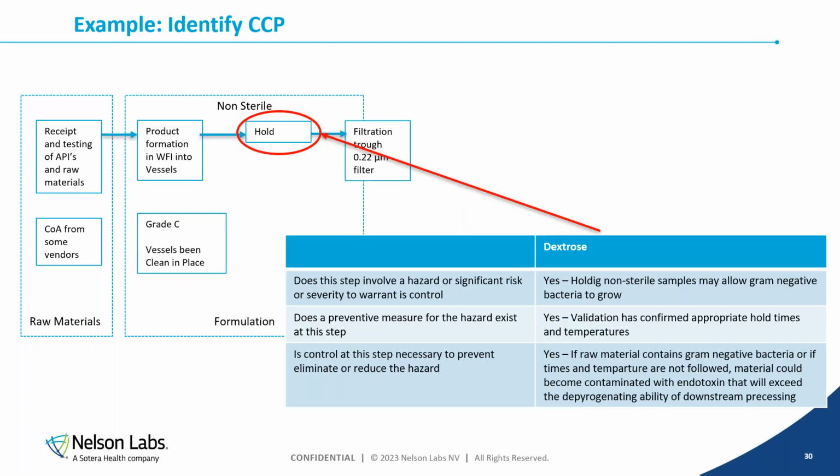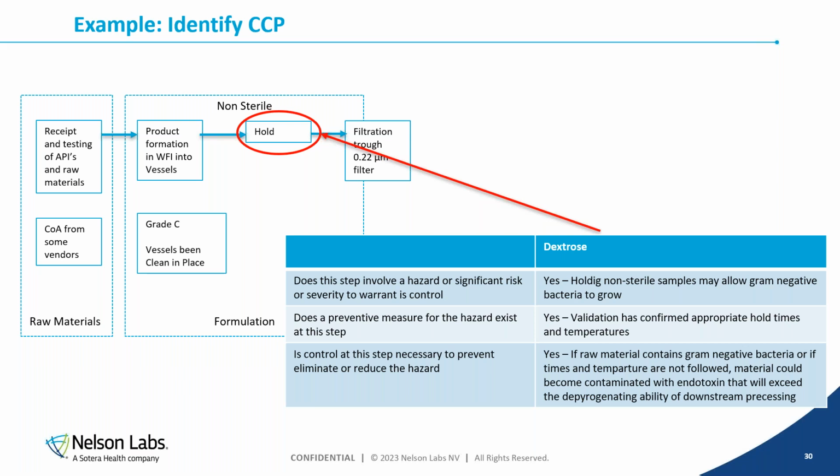One more example in our production chain is the hold step. Before we go into sterile filtration, our pharmaceutical formulation is being kept for a certain time at a known temperature in the production area before we can aseptically filter it. Holding a non-sterile sample, of course, it's not so difficult to understand that this is prone to bacterial growth. So does this step involve a hazard or significant risk?